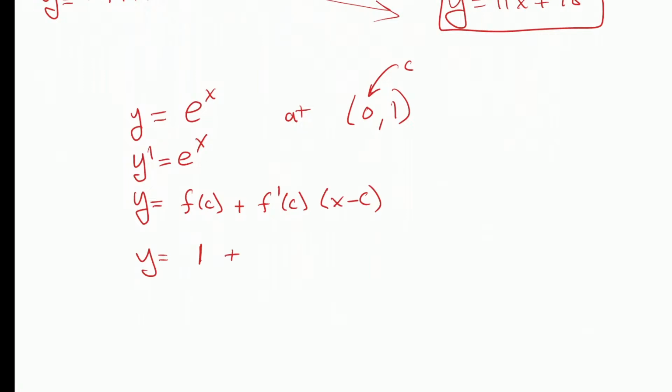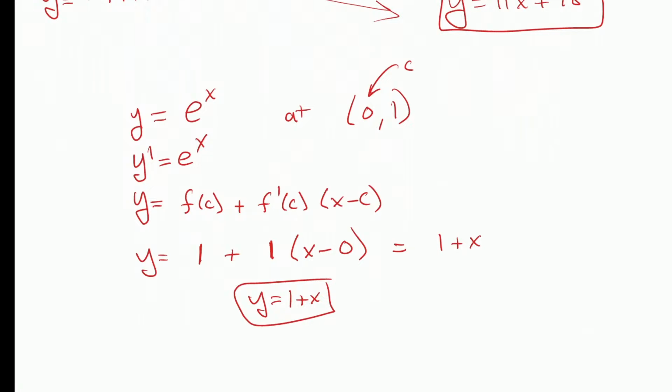And then we need f prime. Oh, it's the same thing, isn't it? Because it's e to the 0 times x minus 0. So this tangent line is 1 plus x. Well, y equals, sorry, should get rid of that. y equals 1 plus x. I think that's super cool.